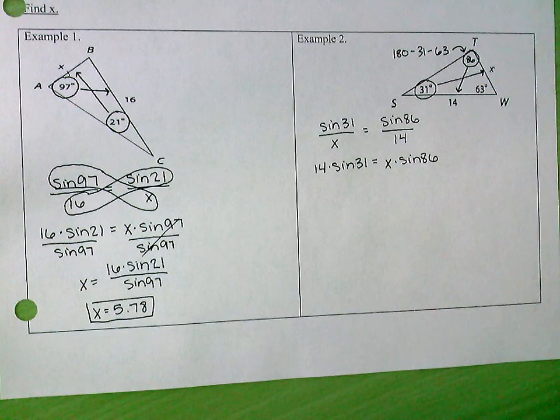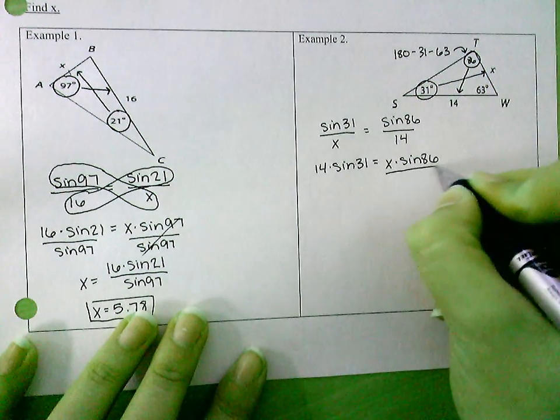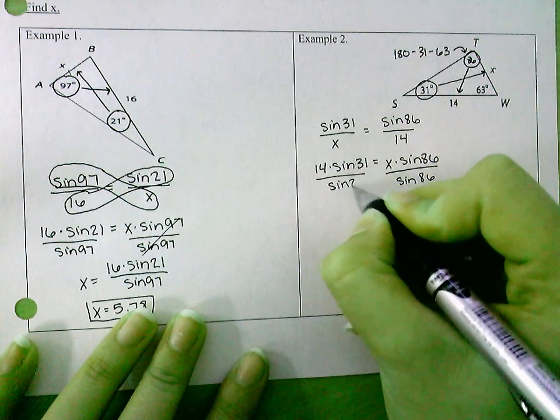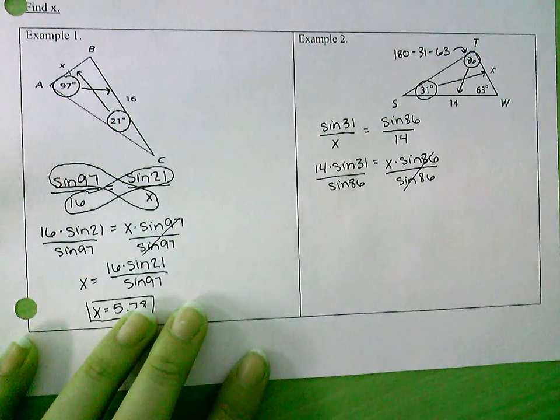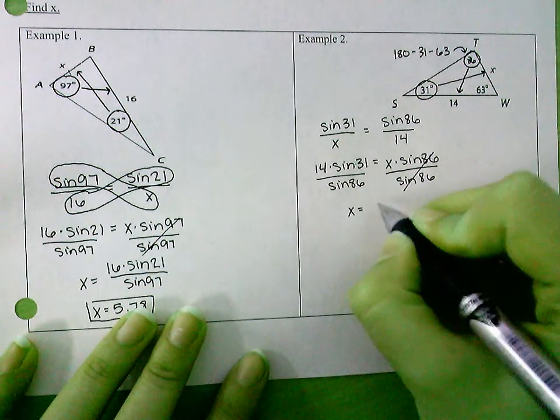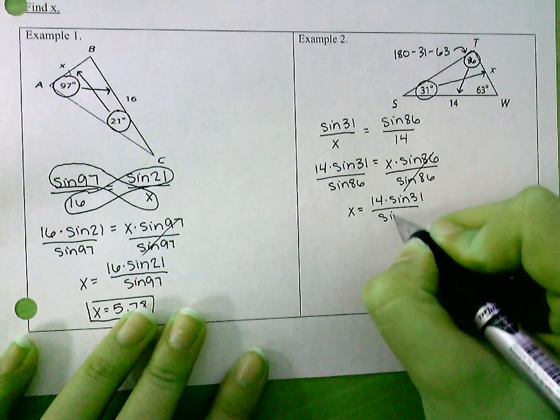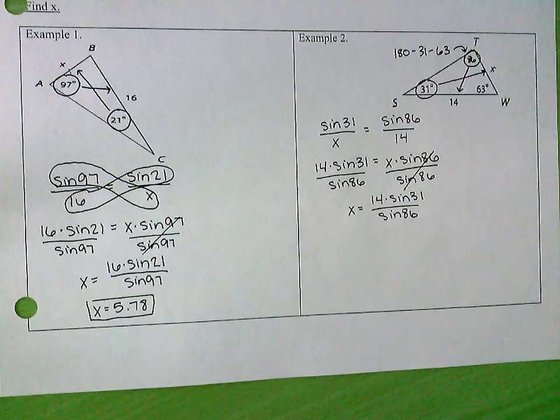And again, I want x by itself. So we have to divide both sides by sine of 86. So they cancel over here. And I'm left with x is equal to 14 times the sine of 31 over the sine of 86. Okay, and you can enter that into your calculator. Make sure you can do that correctly before I write down the answer.